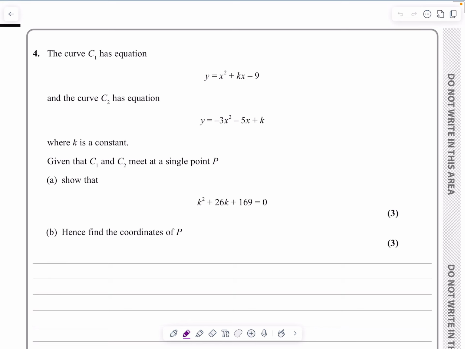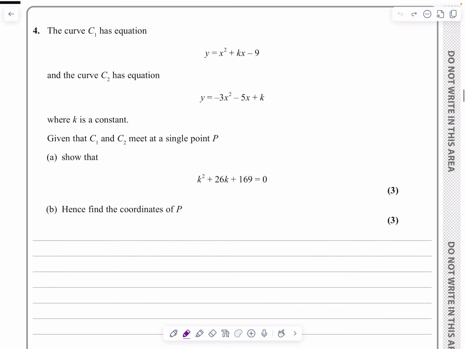Okay, this is the P1 paper from June 2024. It's question number 4, and as we can see, this is a quadratics question. What we're going to be doing is showing where these two curves meet, and because it says that it meets at a single point, that's going to be our work on the discriminant. There's only going to be one solution, one repeated solution, so we're going to get eventually b squared minus 4ac equals 0, but let's just have a look at the question and work out what we've got to do.